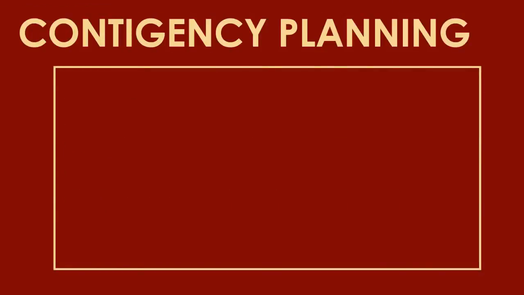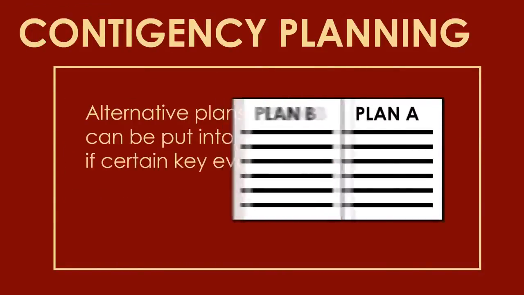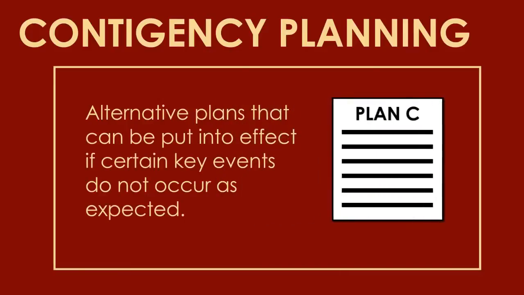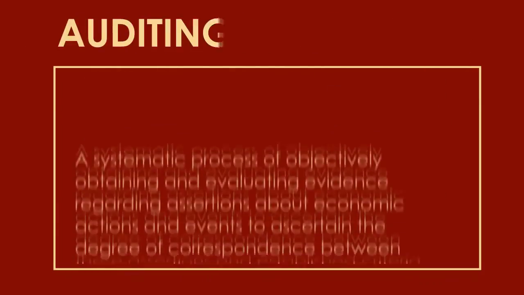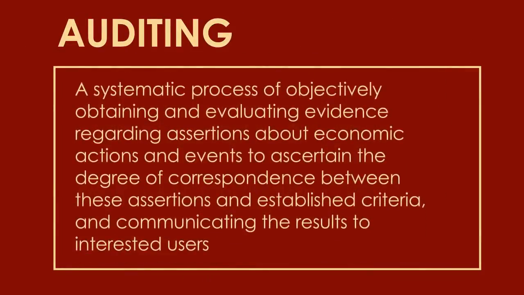Contingency planning. Contingency plans can be defined as alternative plans that can be put into effect if certain key events do not occur as expected. Auditing. A frequently used tool in strategy evaluation is the audit. Auditing is defined as a systematic process of objectively obtaining and evaluating evidence regarding assertions about economic actions and events to ascertain the degree of correspondence between these assertions and established criteria, and communicating the results to interested users.